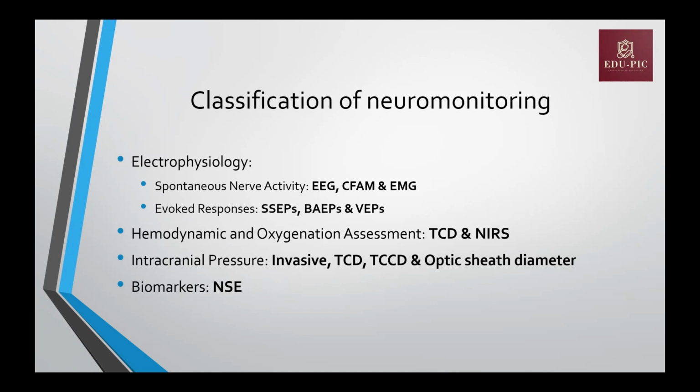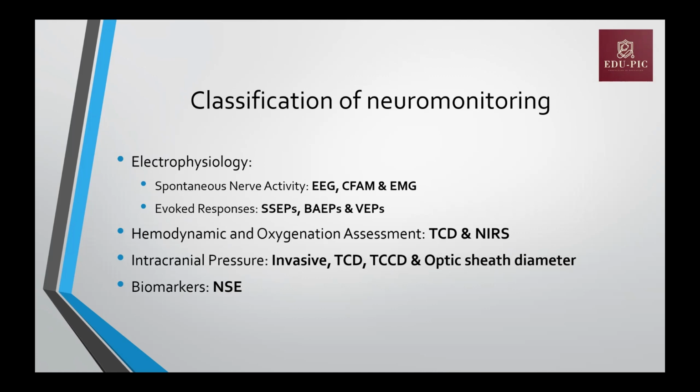we have also different classifications according to how we deliver the neuromonitoring. So we have electrophysiology that can be one of two categories: spontaneous nerve activity, like what we monitor with EEG, CFM, and EMG, or evoked responses, which come from the brainstem, and that is measured with different stuff that we don't usually use every day and every night, but can be useful when we're trying to identify brainstem death, like SSEPs and BAEPs and visual evoked potentials as well, and all of that.